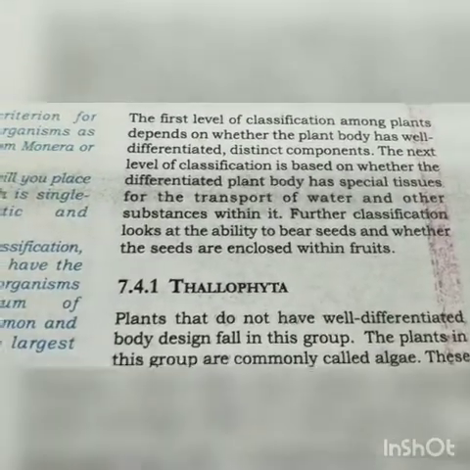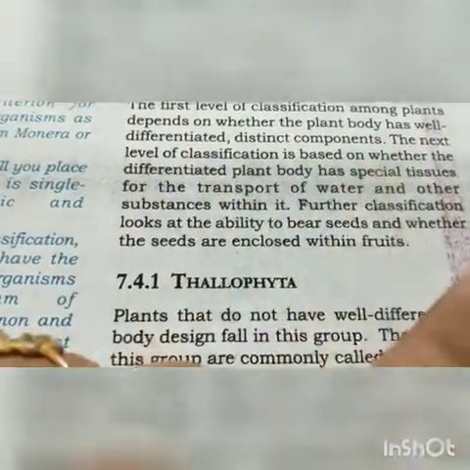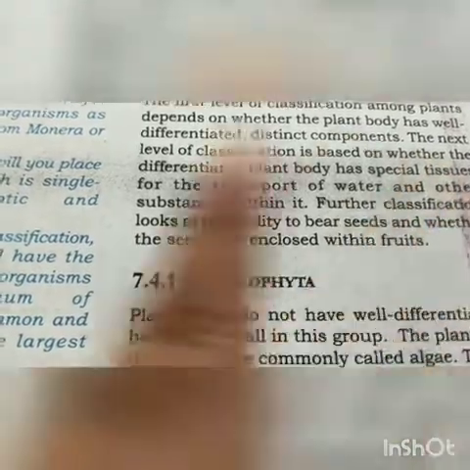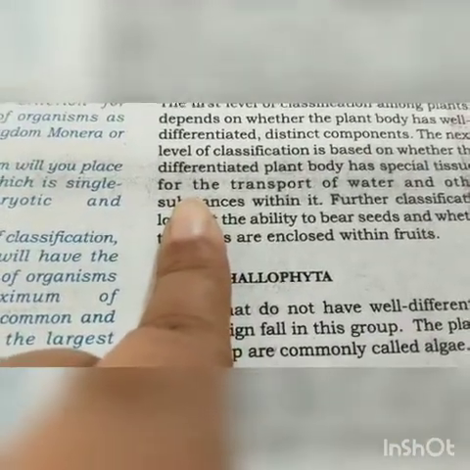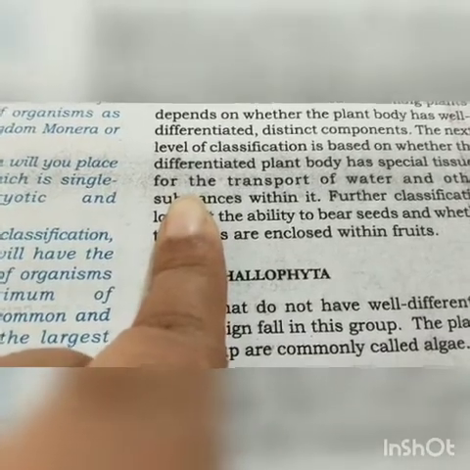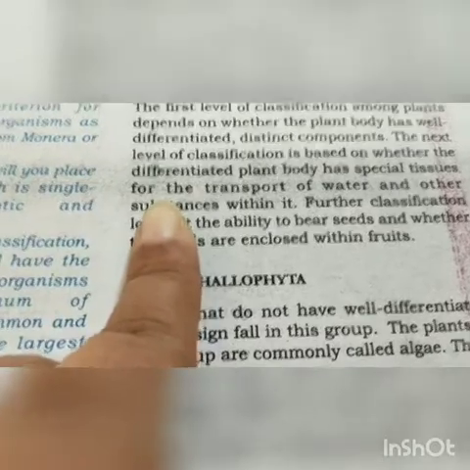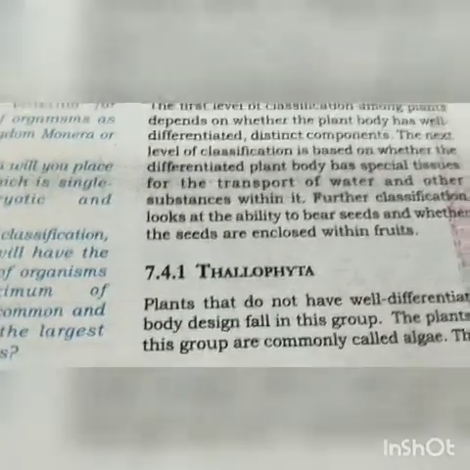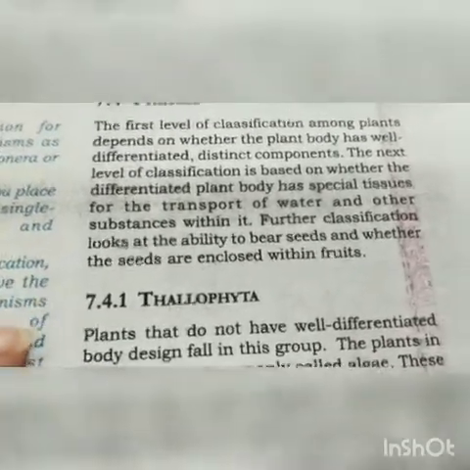Different parts are distinct or clear. Then that is the first level of classification. The next level of classification is what? The plant's body has special tissue for transportation. Like we already learned, xylem and phloem are there for transporting food and water in the body of a plant. So whether that is present in the plants or not, they have to find out. That is the second level of classification in the plant.